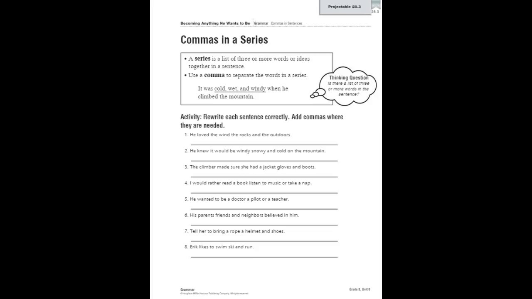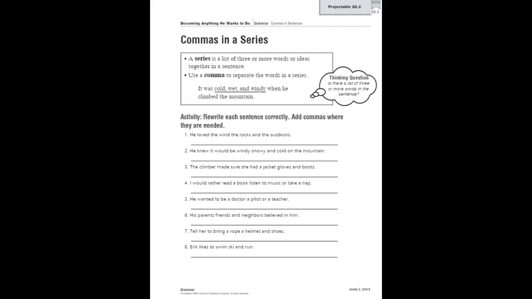For this, our last week in grammar, we are going to look at commas and how to use them in sentences. We're first going to look at using commas in a series, and then we're going to look at introductory words. So on your screen, you see the information for a comma in a series.